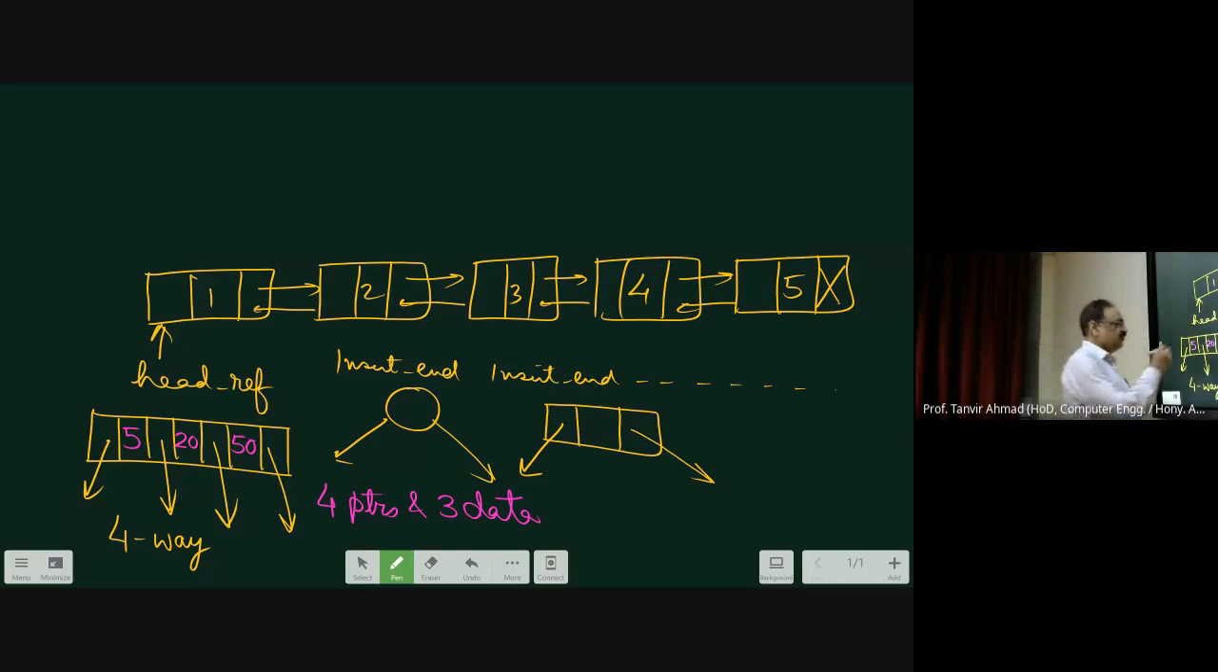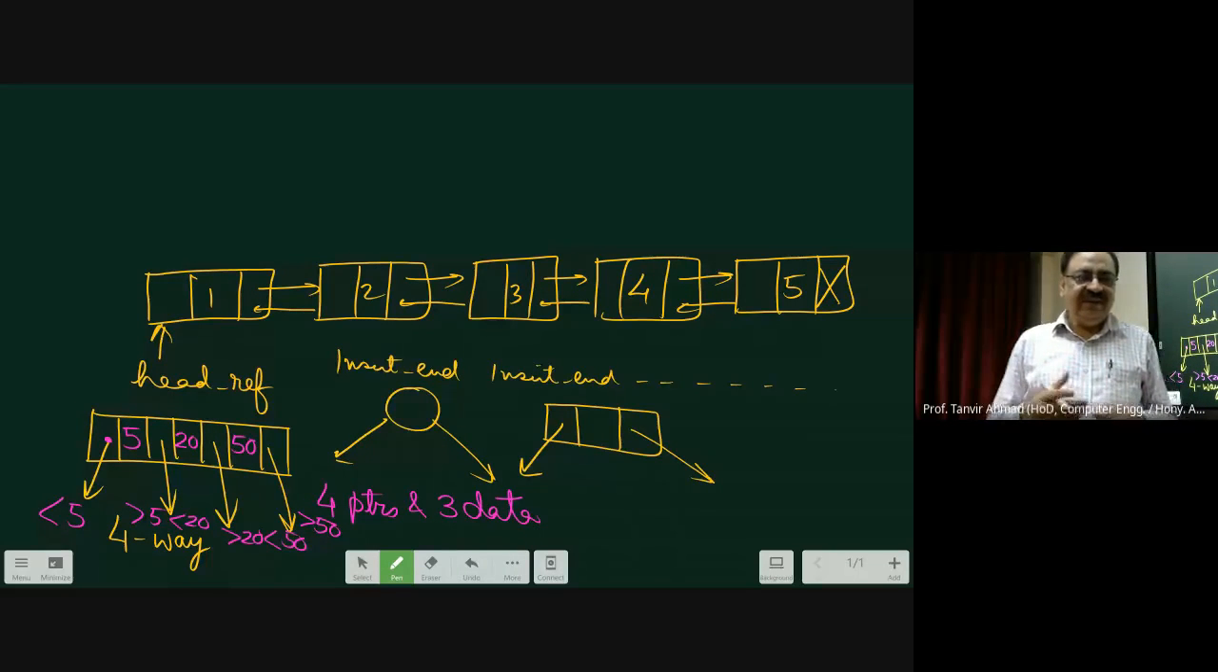Now this pointer, this one, will point to all values less than 5. This will point to all values greater than 5 but less than 20. This will point to all values greater than 20 but less than 50. And this will point to all values greater than 50. That means these 4 pointers can point to all values, say from 1 to infinity. All values less than 5 will be pointed by the left one. All values between 5 and 20 will be pointed by the second one, and so on.